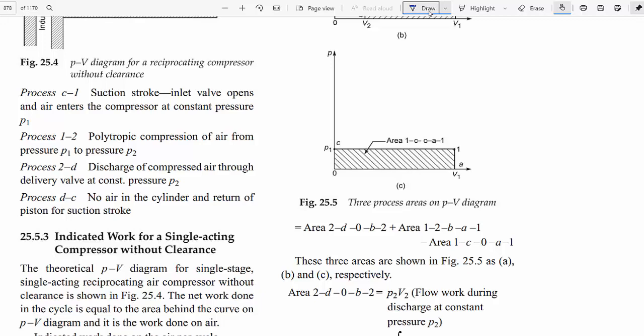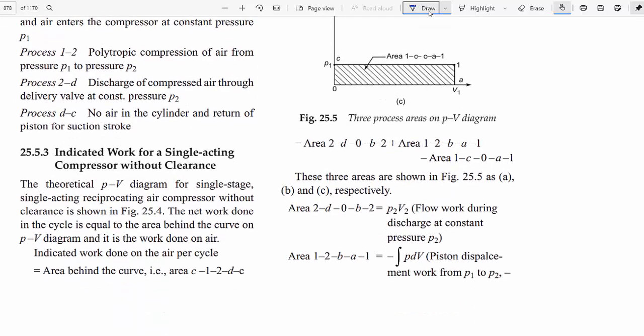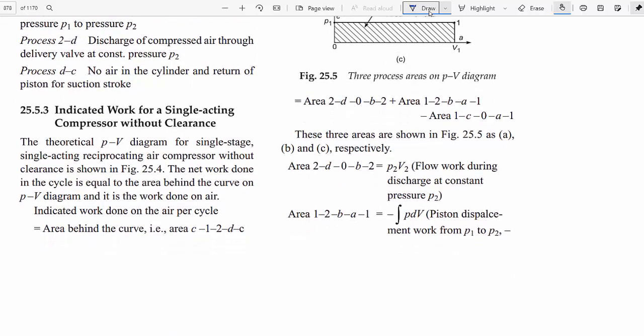Okay, these are the four processes available in the compressor: suction, compression, delivery, and then next to suction. Then the indicated work for a single acting compressor without clearance. Indicated work means how much amount of energy is needed to compress the air. Here work is an input.